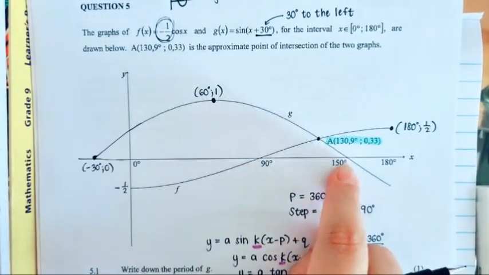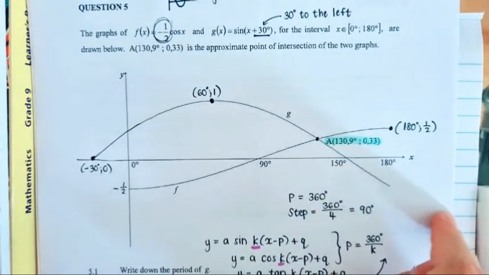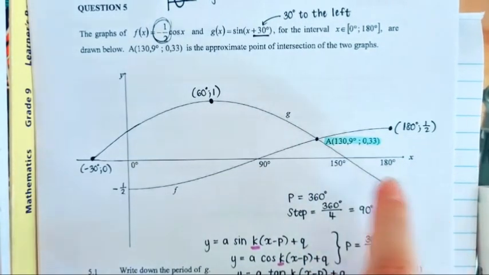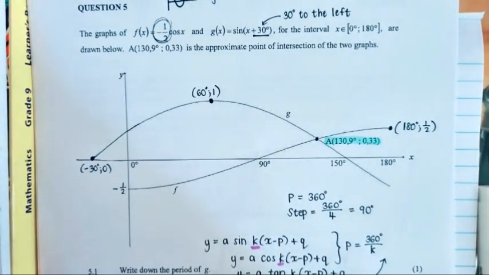Now, what is 60 plus 90? It's 150. The next turning point, even though it's not drawn here, we could figure out where it would be. It's going to be at 150 plus 90, which is 240 degrees. So that is where the next value would be.